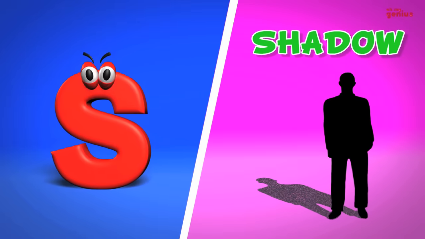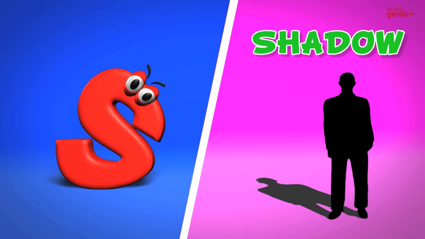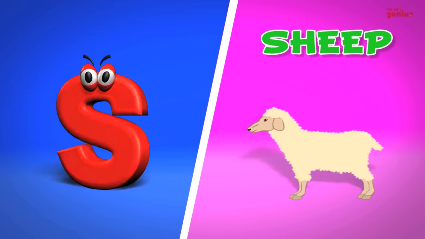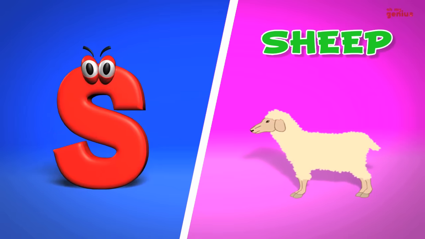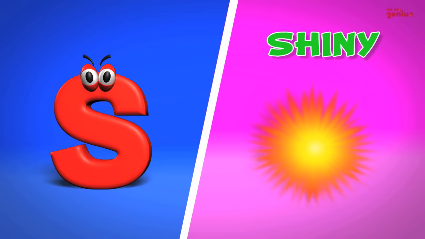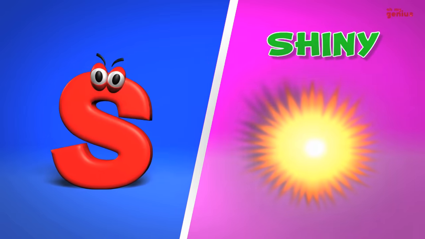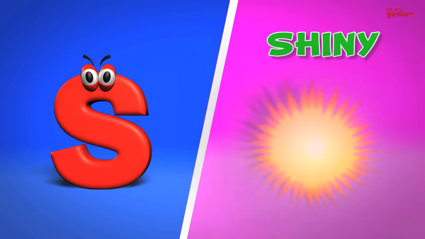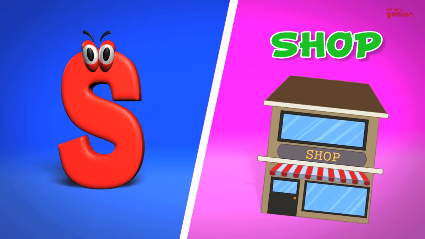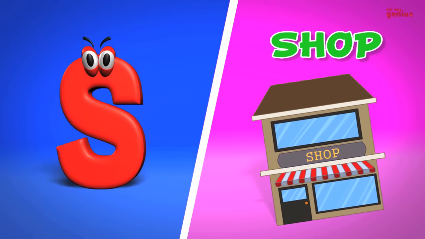S is for shadow, sh-sh-shadow. S is for sheep, sh-sh-sheep. S is for shiny, sh-sh-shiny. S is for shop, sh-sh-shop.